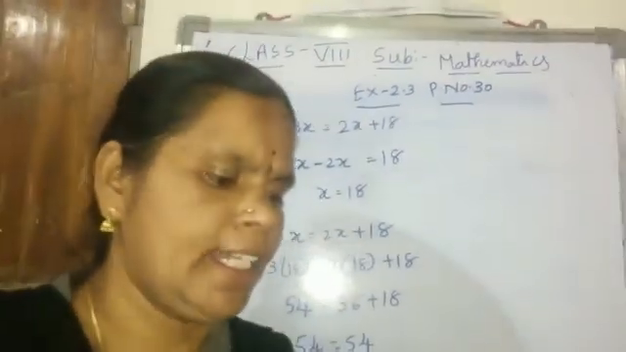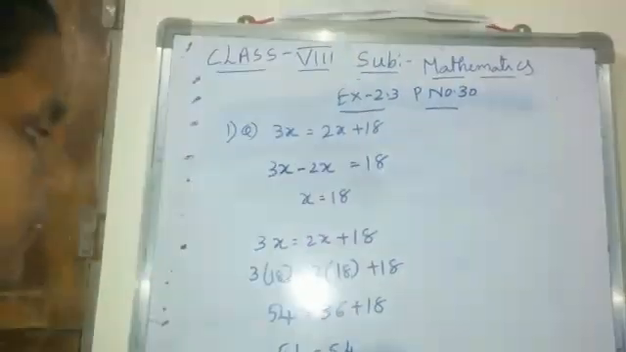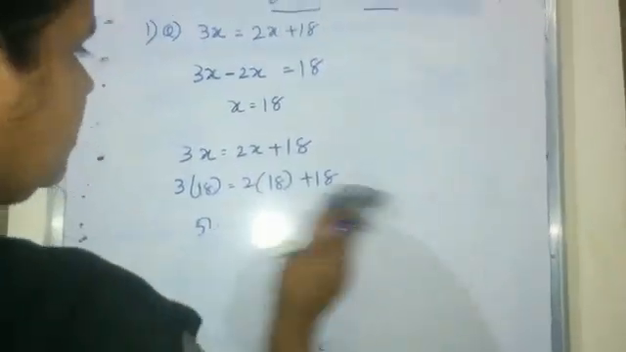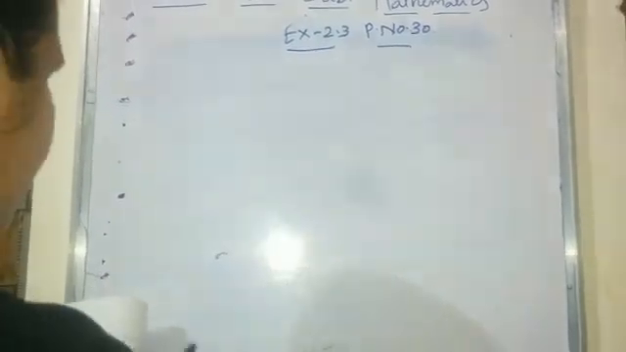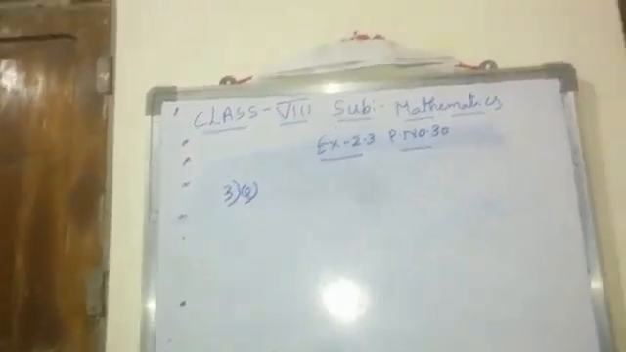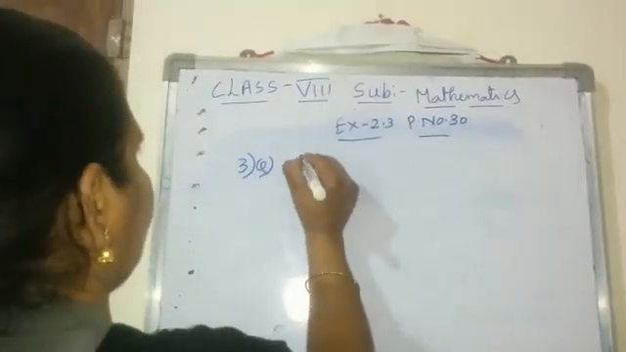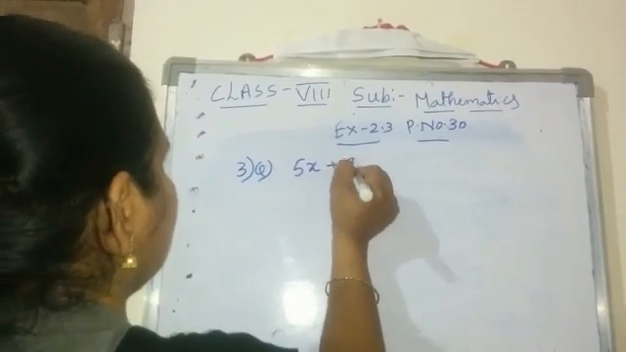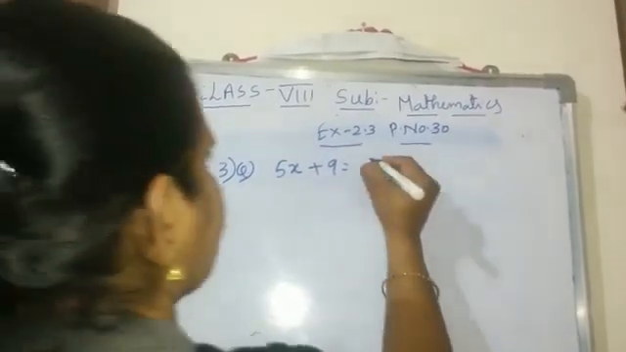Now the second one is homework, children. Now third question, copy down. Now what is the third question? 5x plus 9 is equal to 5 plus 3x.